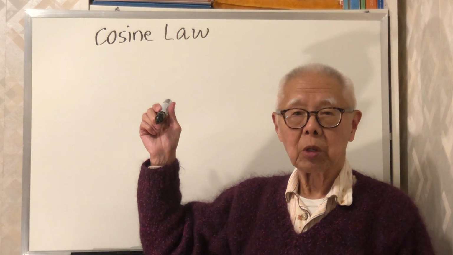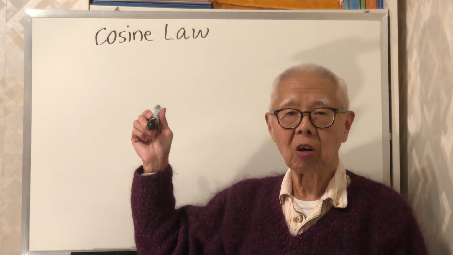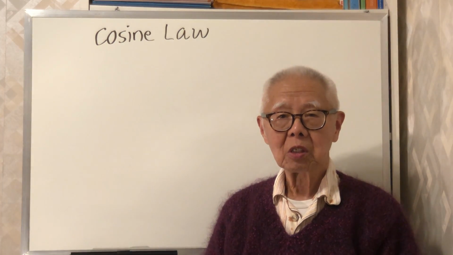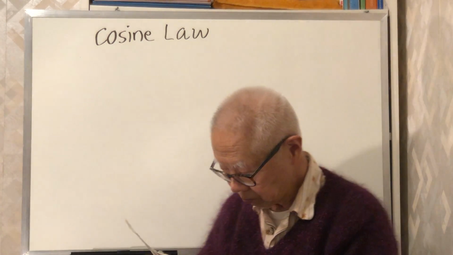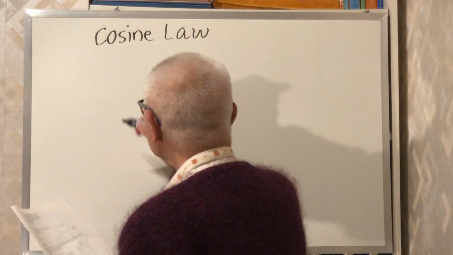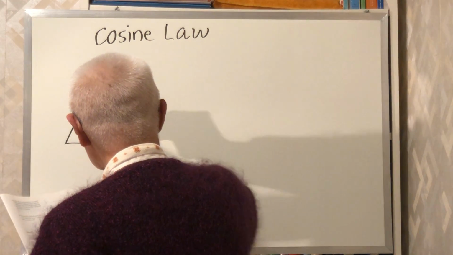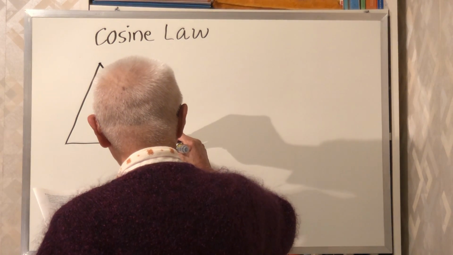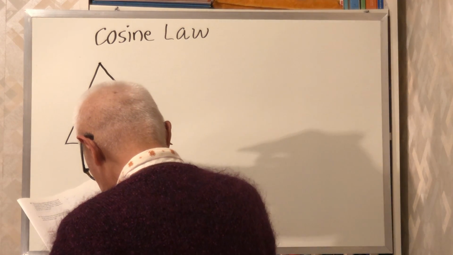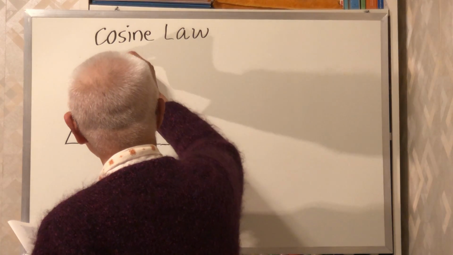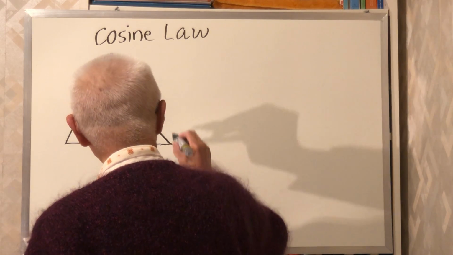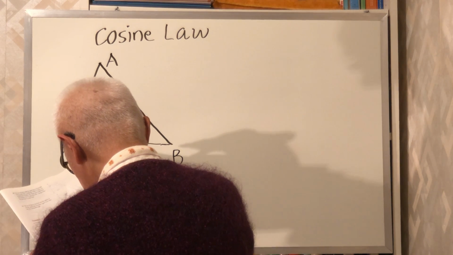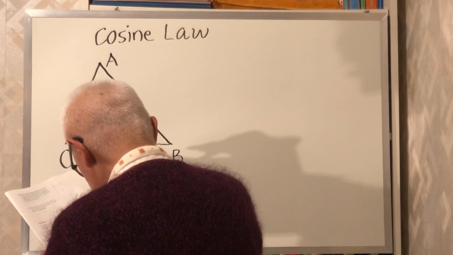Today we talk about cosine law. We start with an example. I have a triangle ABC.